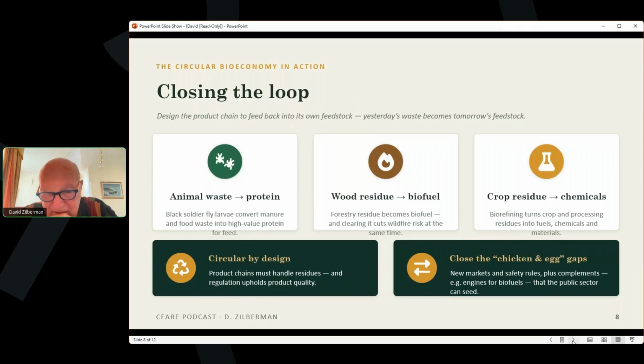So if we want to see it in the bioeconomy, animal waste can be used to produce proteins through black soldier flies. Wood residue can produce biofuel, and crop residue can produce a lot of chemicals. We can design the bioeconomy so that everything will be circular, so we have less pollution. And the key element is to coordinate things. So when you have new feedstock, you have the equipment and the machinery to utilize it.